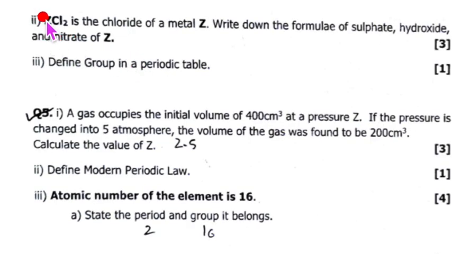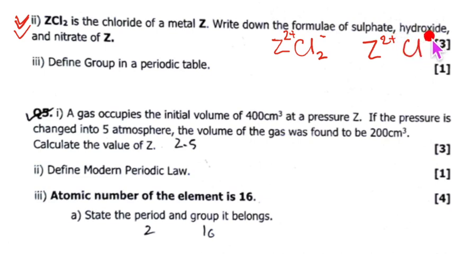Now the second part of question number 4: ZCl2 is the chloride of a metal Z. Write down the formula of its sulfate, hydroxide and nitrate. Now this is an important question. If it is ZCl2, I will write over here ZCl2, that means this 2 has come from Z. So Z is 2 plus and chlorine is 1 minus. So valency wise Z is 2 plus and chlorine is 1 minus.